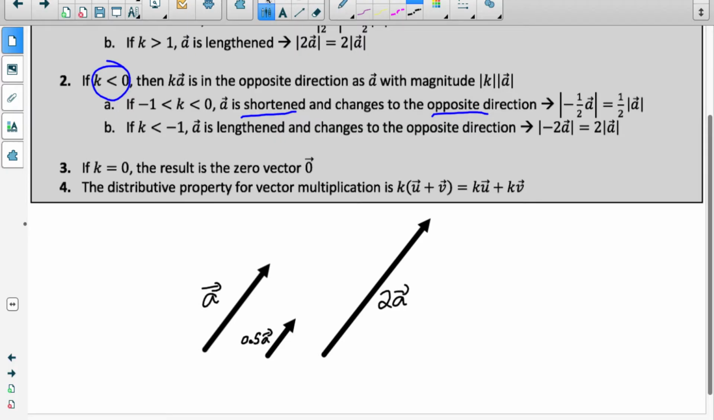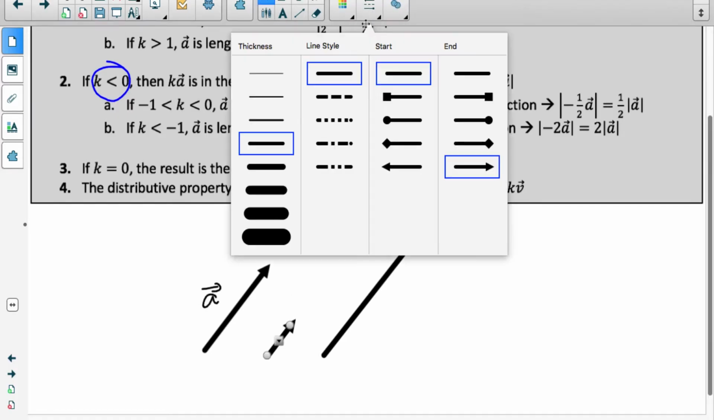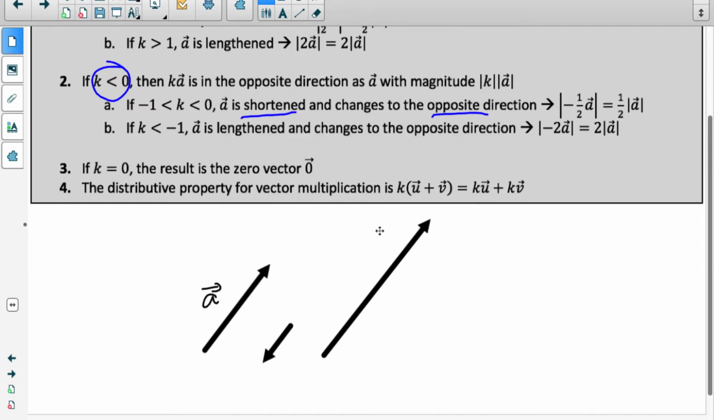So let me give you a demonstration down here with this diagram as well. So here's vector A again. If I multiplied vector A by, let's say, negative a half, it's going to make its magnitude half that of what it was before, and it's going to change it to the opposite direction. So I'd have to change this vector to be going in the opposite direction as vector A, and make its magnitude half of what it was before. So this would be negative 0.5 vector A.